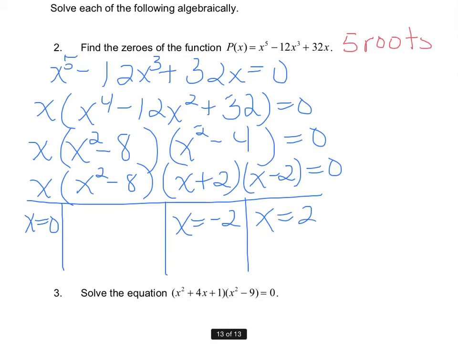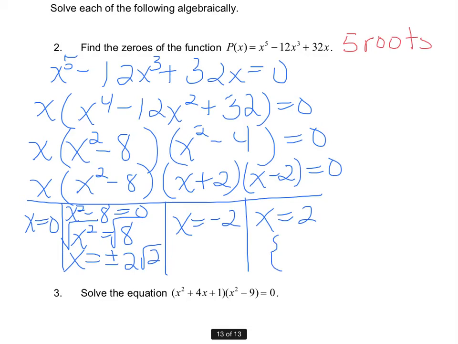X squared minus 8 is a little bit harder to solve, so let's write it as x squared minus 8 equals 0. I'll add 8 to both sides, so I have x squared equals 8. I'll square root both sides, so I'll end up with x equals, simplify radical 8 to 2 radical 2. Ooh, but it's going to be plus or minus 2 radical 2. Oh, that gives me 2 roots, so I'll have 1, 2, 3, 4, 5 roots, just like I said. So my answers are going to be 0, plus or minus 2, and plus or minus 2 radical 2.